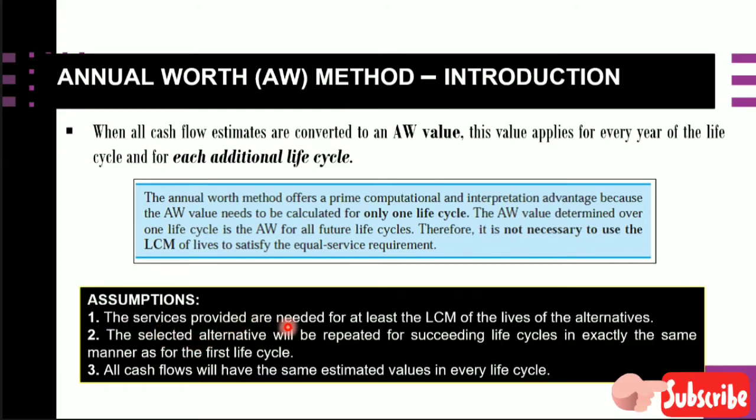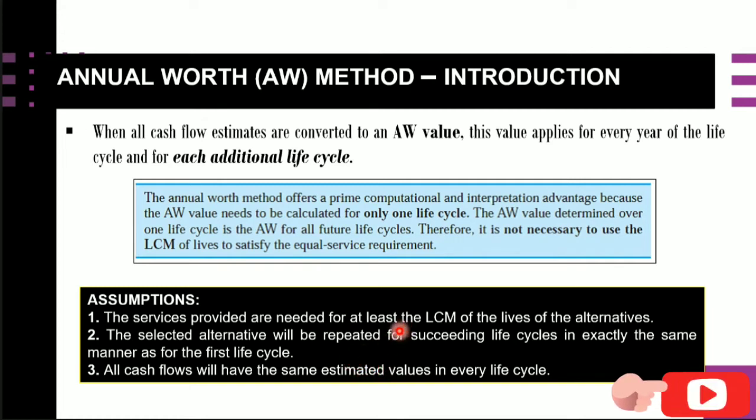The services provided are needed for at least the LCM of the lives of the alternatives. Second, the selected alternative will be repeated for succeeding life cycles in exactly the same manner as for the first life cycle. This is true because your first life cycle is just the same as the second, as the third, as the fourth, and as the nth life cycle, because they are just repeated, especially if you are considering alternatives with different lives. And all cash flows will have the same estimated values in every life cycle. This is also true because your other life cycles are the same as the first life cycle, so they have the same estimated values for every life cycle.